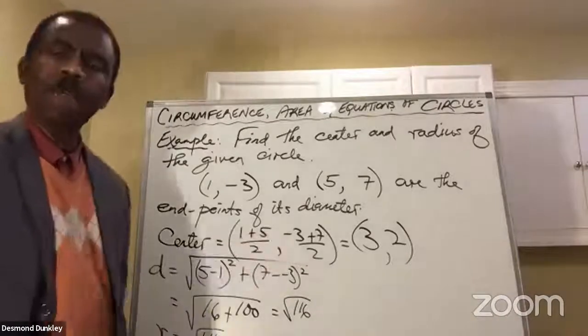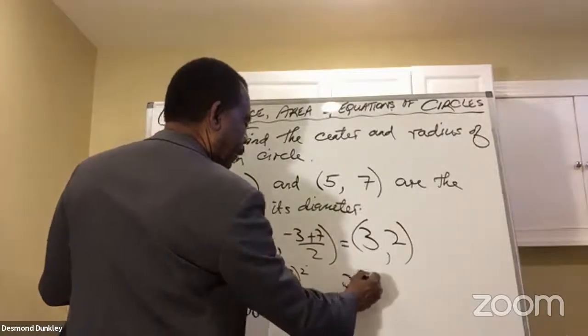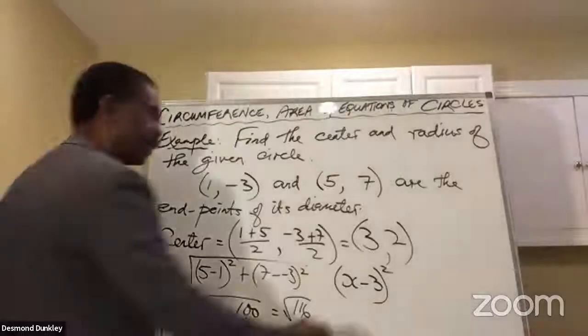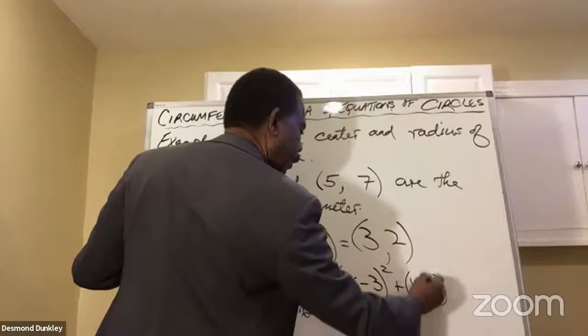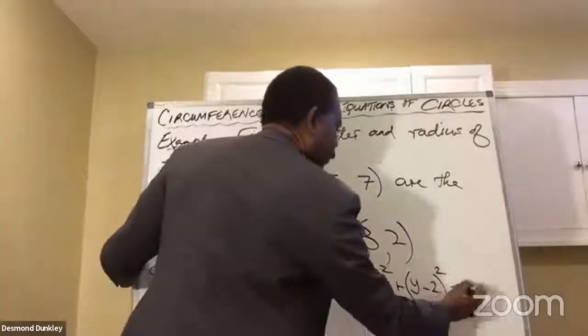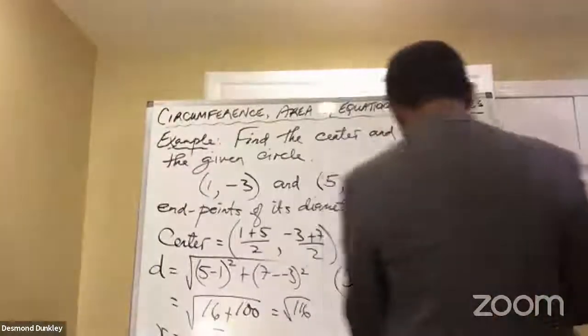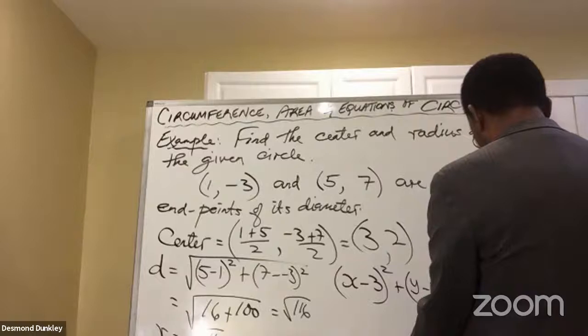So what is going to be the equation? The equation is going to be x minus 3 squared plus y minus 2 squared equal to the radius squared. What is the radius squared? Well, it's going to be the square root of 116 over 2 squared.